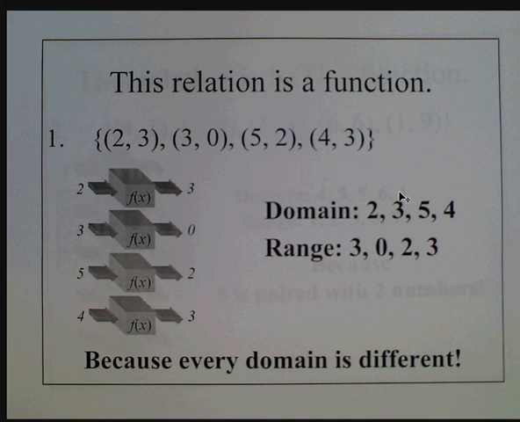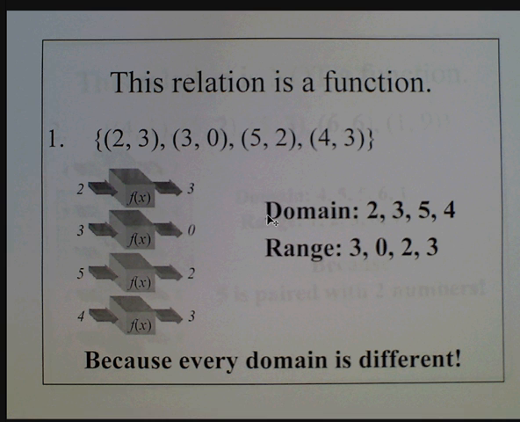Now here are some examples. Here is a relation: (2, 3), (3, 0), (5, 2), and (4, 3). So if you're looking at the function machine, if I put in the x value of 2, I get out the y value of 3. If I put in the x value of 3, I get out the y value of 0. If I put in 5, I get out 2. If I put in the x value of 4, I get out 3.